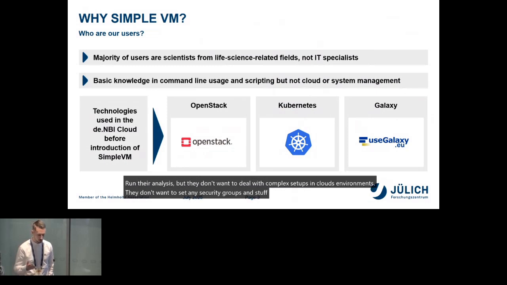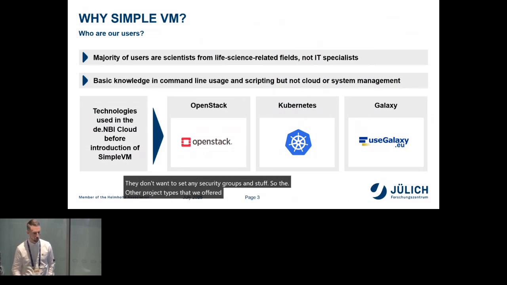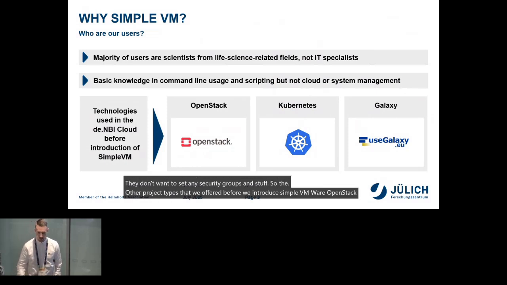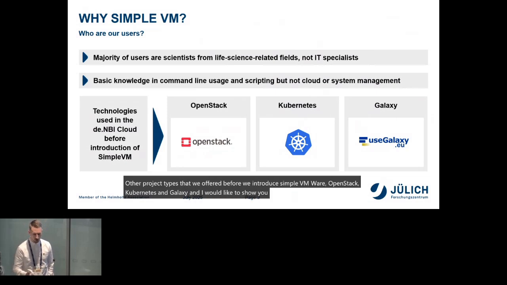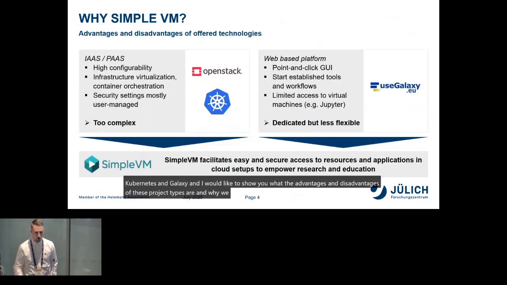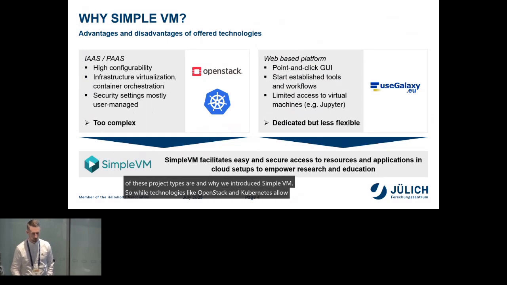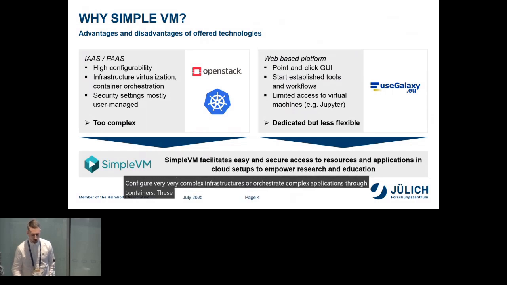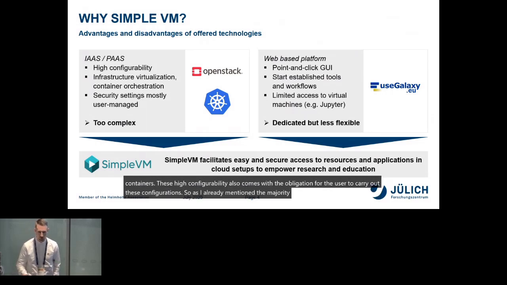So the other project types that we offered before we introduced SimpleVM were OpenStack, Kubernetes, and Galaxy. And I would like to show you what the advantages and disadvantages of these project types are and why we introduced SimpleVM. So while technologies like OpenStack and Kubernetes allow you to configure very, very complex infrastructures or orchestrate complex applications through containers, this high configurability also comes with the obligation for the user to carry out these configurations. So as I already mentioned, the majority of the users doesn't want to deal with these configurations.